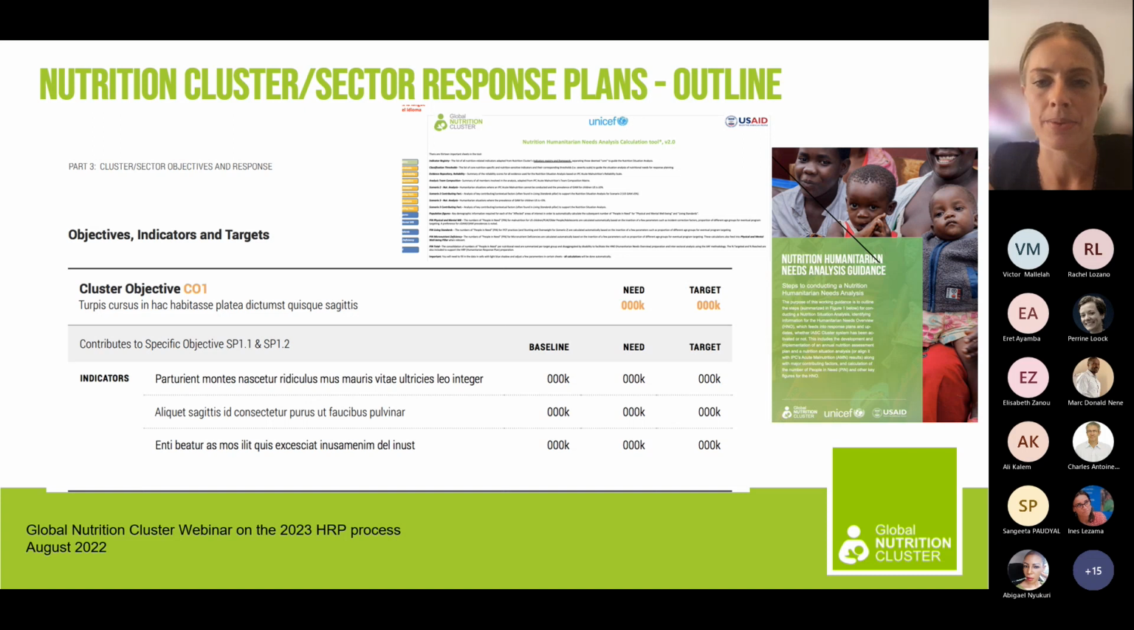Here, clusters or sectors are required to estimate the number of people targeted for each specific nutrition service. So to complete this process, cluster partners will have to agree on the coverage that each type of nutrition service will have. These targets will not only be reflected in the cluster response plan, but contribute towards the overall number of people targeted, which we presented in the intersectoral sections of the HRP.